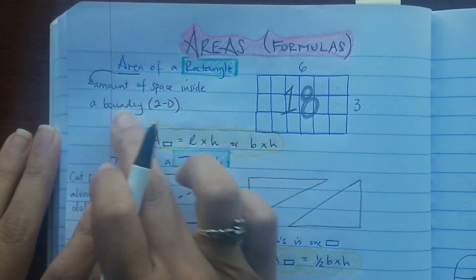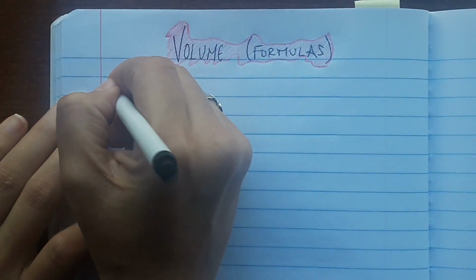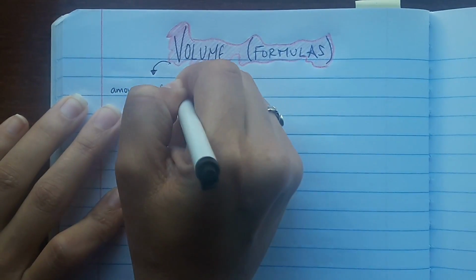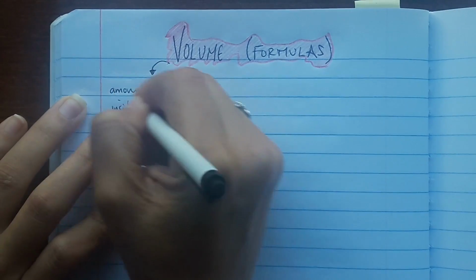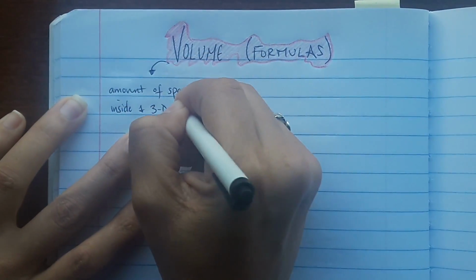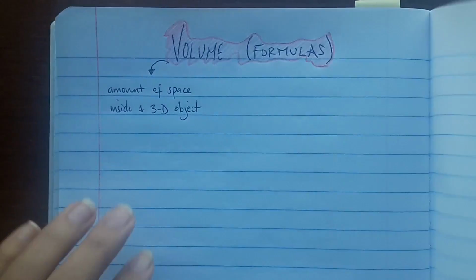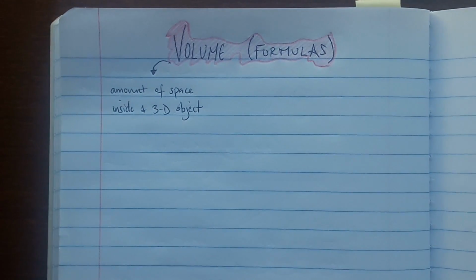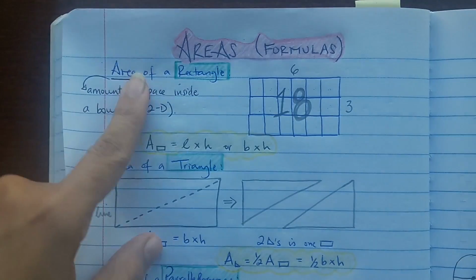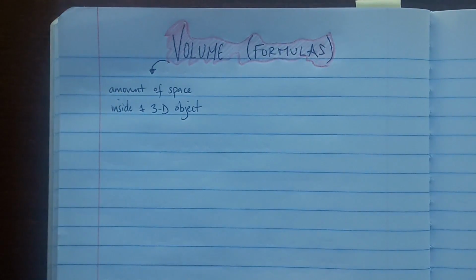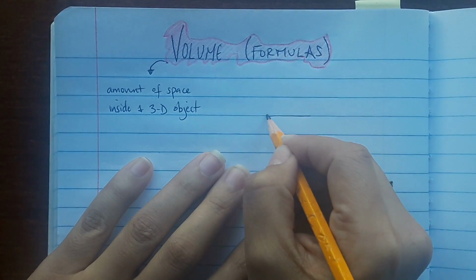Alright, so what is volume? Volume is the amount of space inside a 3D object. So area is the amount of space within a 2D object. Volume is the amount of space inside a 3D object. So let's start off with a rectangle of some sort, just like we did before. So we'll talk about area of a rectangle. So now we're going to talk about volume of a rectangle.